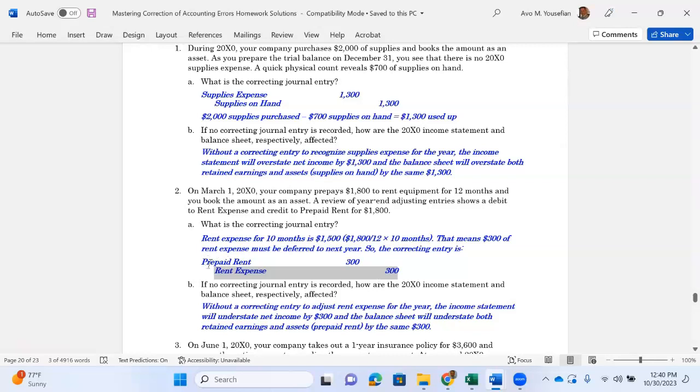How about prepaid rent? If you don't record the prepaid rent proper amount for $300, then your prepaid rent as an asset will be understated in the balance sheet. Make sense? So someone did a wrong journal entry here, and that messed up the whole financial statements. And your job is to fix this adjusting entry that was done by mistake, hopefully.